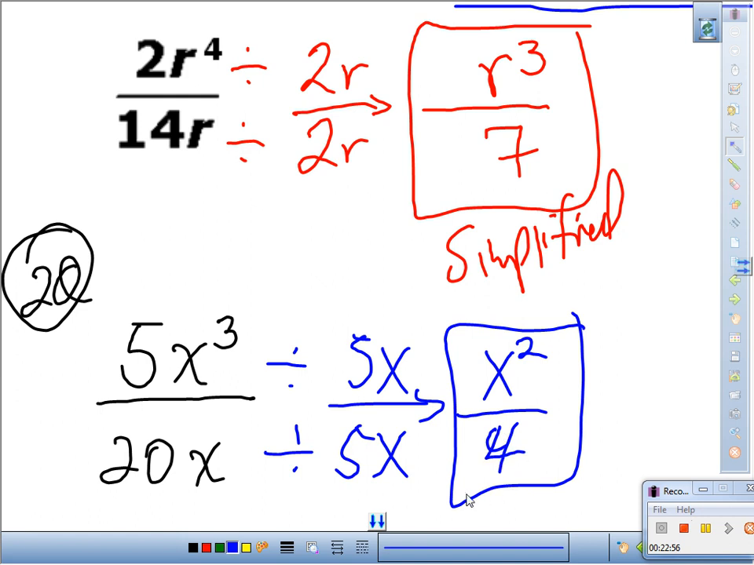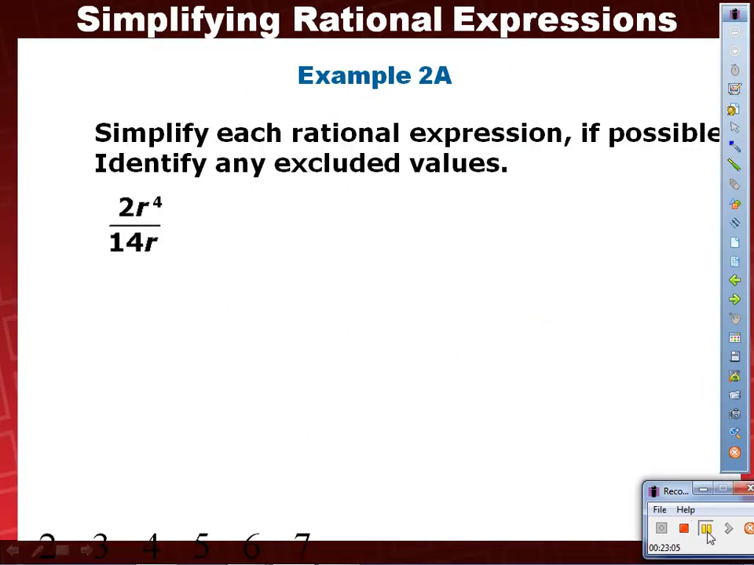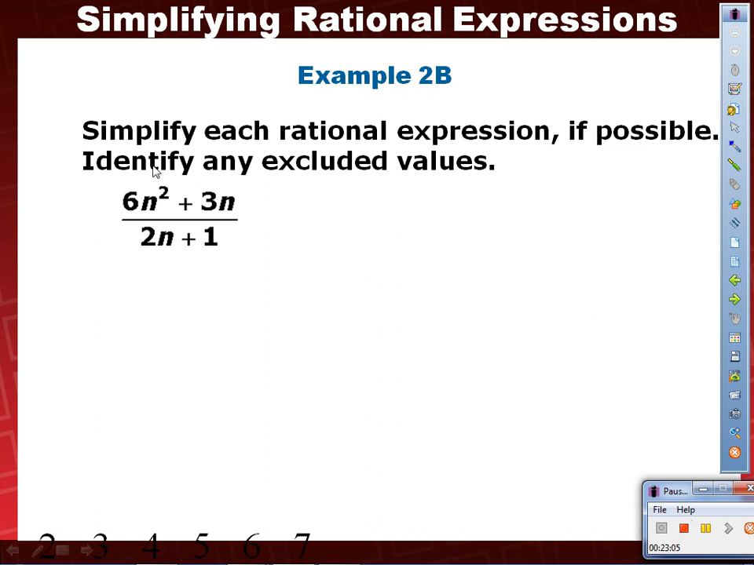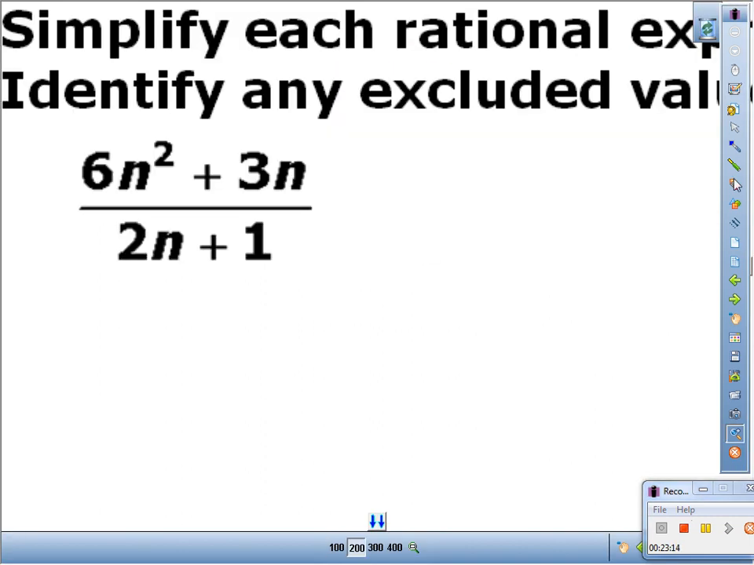Hands if you got that. Okay, so we get the idea, right? So that's with monomials. Well, guess what? This is not going to work if we don't have monomials. Let me go to the next one. Example 2b, don't copy the instructions. You already have them. But copy 6n squared plus 3n over 2n plus 1.